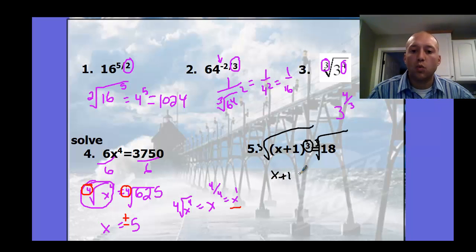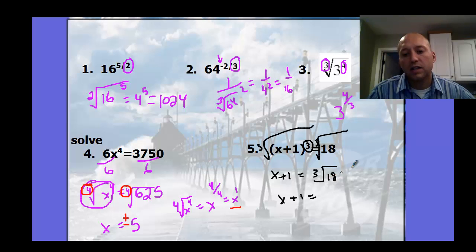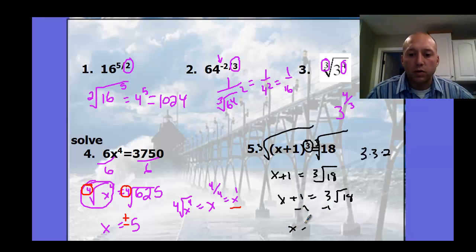So we have x plus 1 equals the cube root of 18. Now we don't have plus or minus here because it's an odd degree. We can look at 18. 18 is 3 times 3 times 2. There's nothing we can pull out of it, so that's it. And so all we need to do to simplify this is subtract 1 from both sides. So I'd write x equals negative 1 plus the cube root of 18. And you don't have plus or minus for this one because it's a cube root.